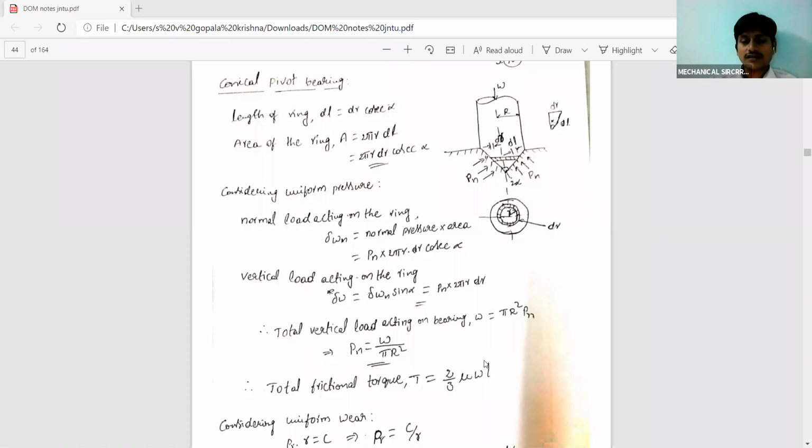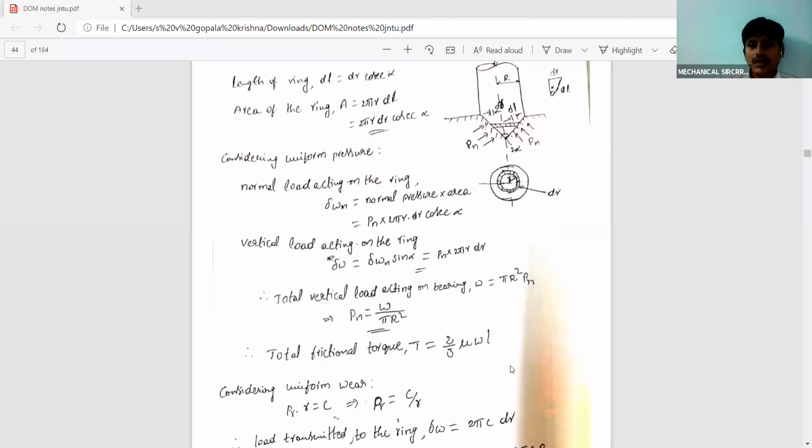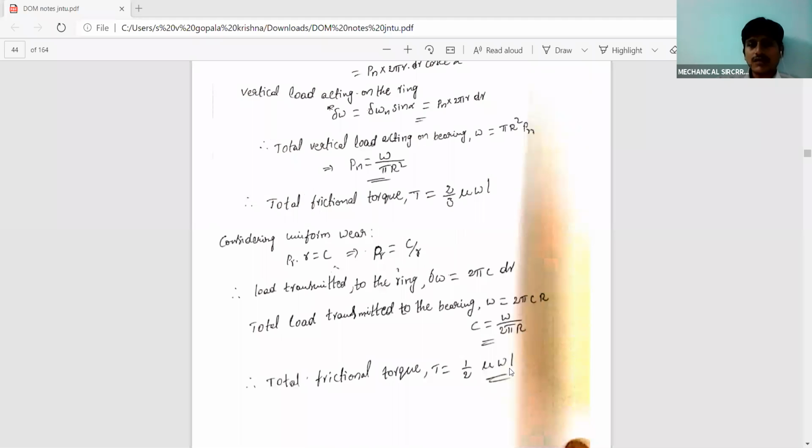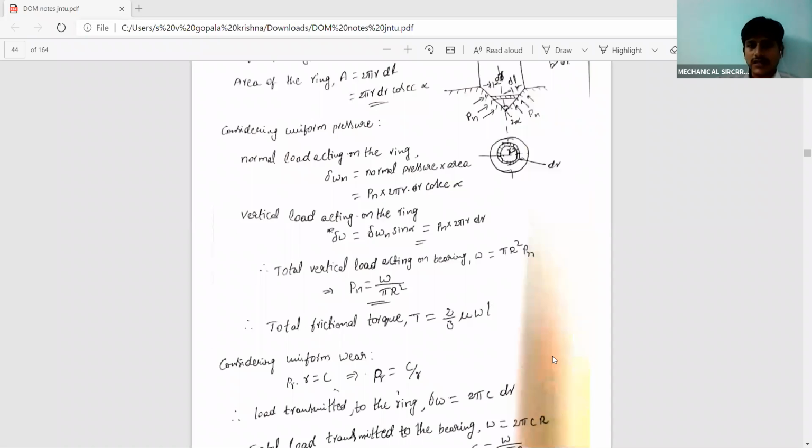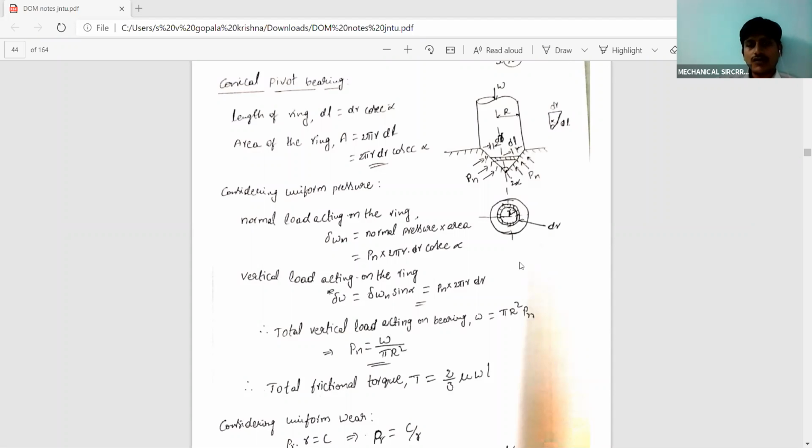So that is L, and L means R cosecant alpha. L is R cosecant alpha. That's why they directly write R cosecant alpha here. Similarly, L is replaced here: 2/3 mu W, and again it comes similar to this one, half into mu W R cosecant alpha. That is the small amendment compared to the previous one.